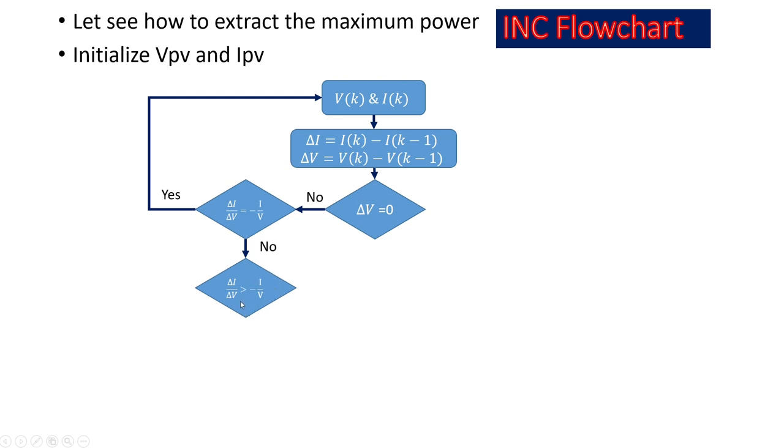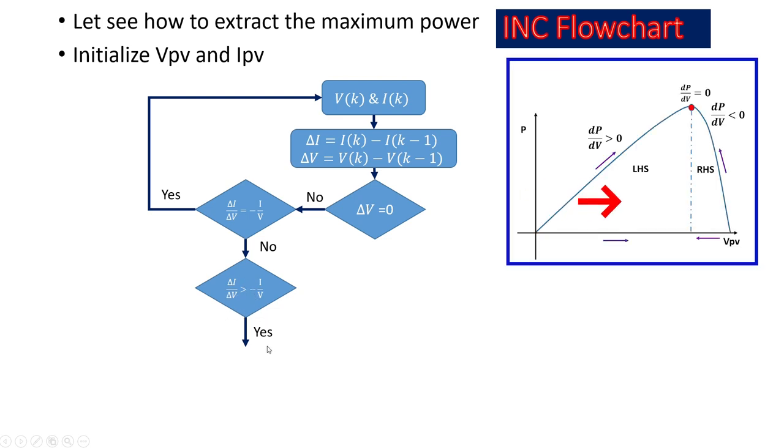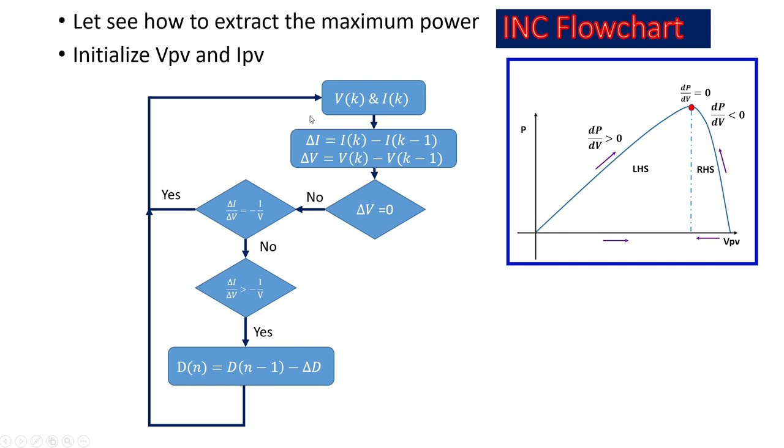That means it appears on the left hand side or the right hand side. When this condition is met, del I divided by del V appears on the left hand side. Therefore we need to reduce the duty cycle of the converter. The duty cycle can be reduced by D of n equal to the previous sample minus a small change. Then this value is updated for the next iteration, and once the final value is reached, it is finalized as V of k and I of k.